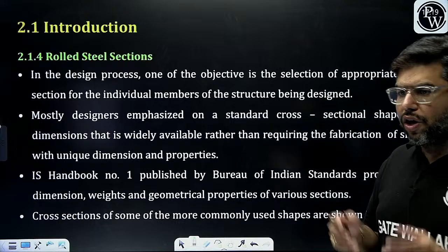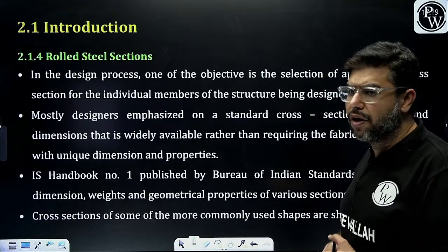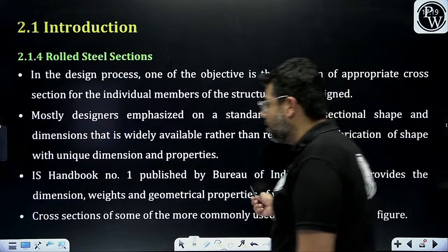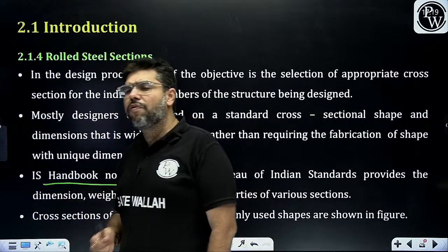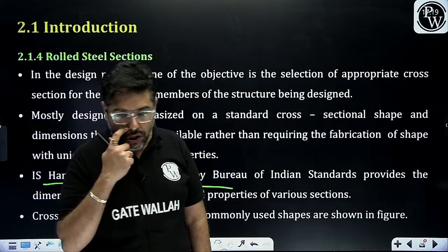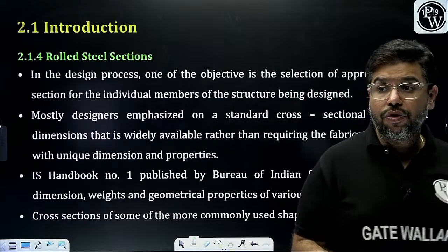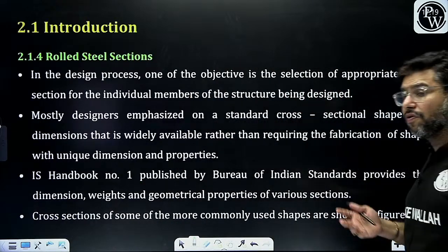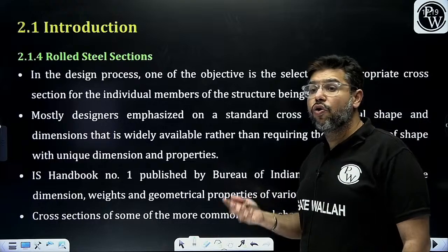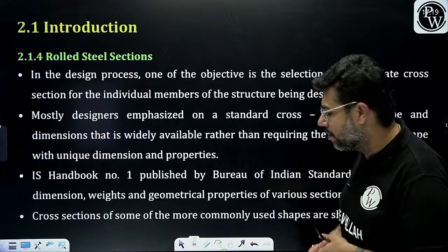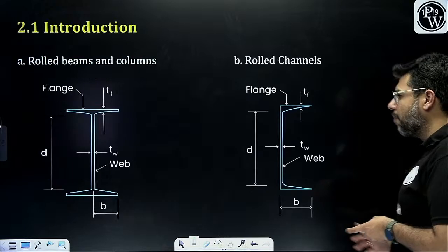There should be a common language between a designer and a manufacturer. That language is IS Handbook number 1, in which all the sections and their basic properties are mentioned, which helps the designer to design those sections and helps the manufacturer produce a uniform section as required by the design. We can have various types of rolled sections.